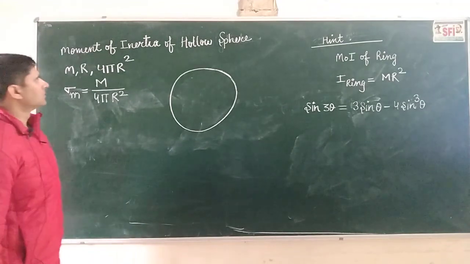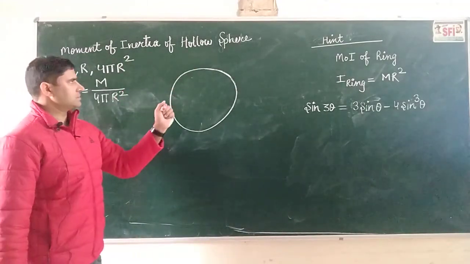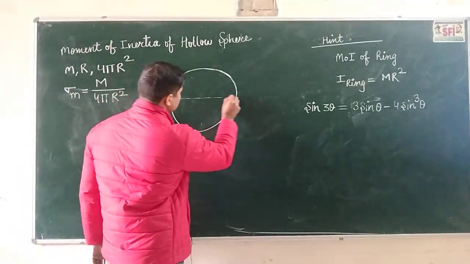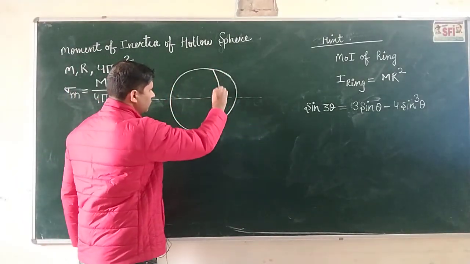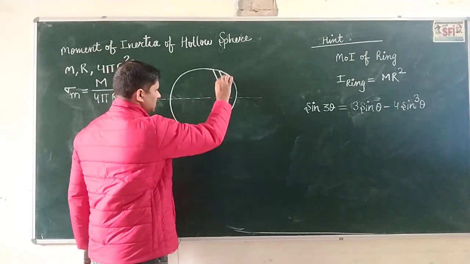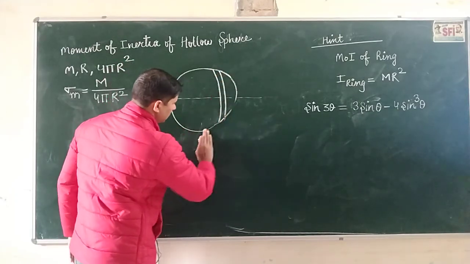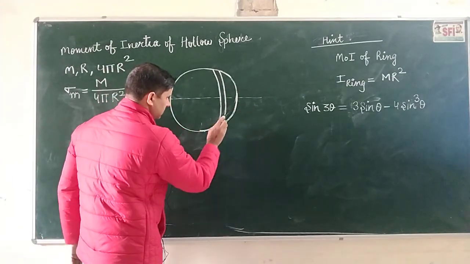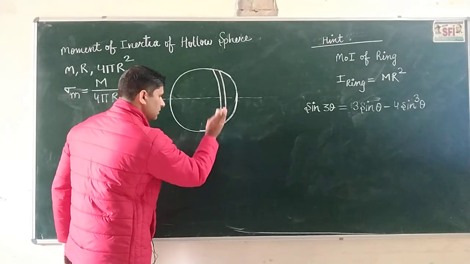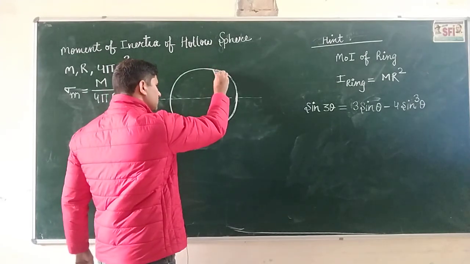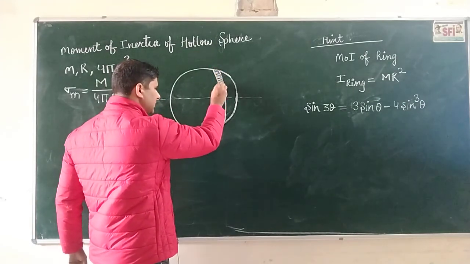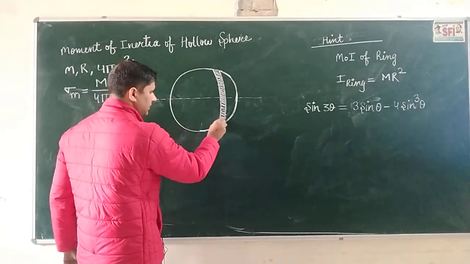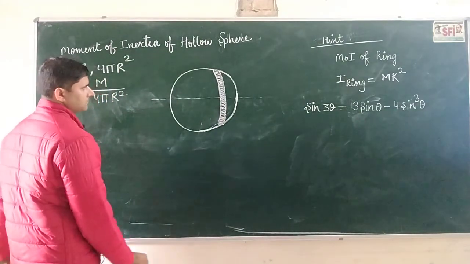Okay. Now what will we do? To find the moment of inertia of the complete hollow sphere, we will divide this sphere into elementary rings. So let me divide it into elementary rings. And we will find the mass of this elementary ring.